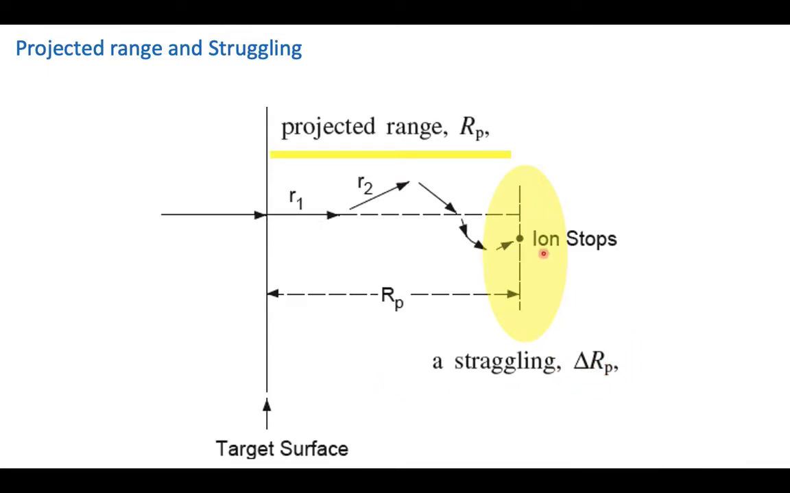These two things are important: projected range and delta Rp. You have a depth here, and that is called the straggling. Sorry, this one is essentially your straggling. Sorry for this typo.